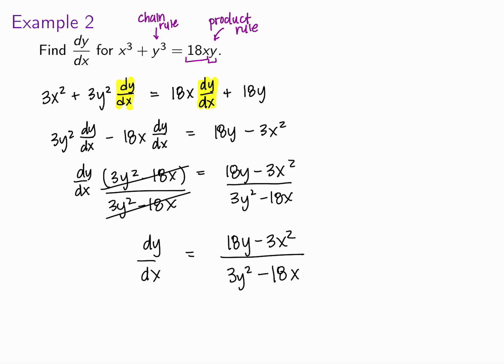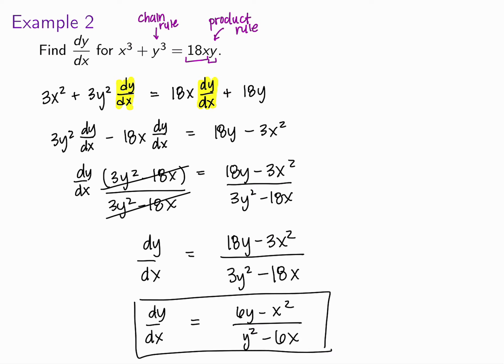And that's a fine answer, but I do notice that each coefficient in the entire thing is divisible by 3. So I could go through and say this is 6y minus x squared over y squared minus 6x. And that is just a little bit of a simplification because everything was divisible by 3. I could divide everything out. This one was okay too. Both are okay, but that second one is just a little bit nicer.